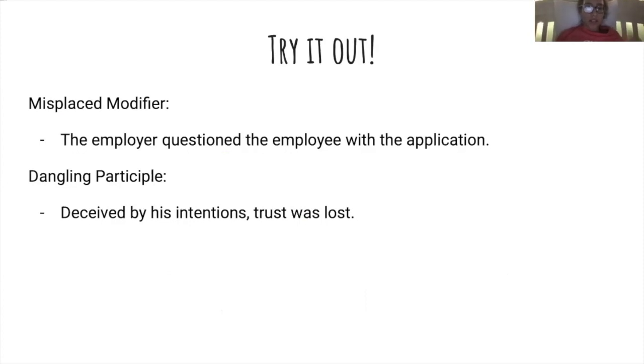And then at the end, I included some quick examples too that we can try out. For the misplaced modifier, I said the employer questioned the employee with the application. And then another one that needs to be fixed too. They both need to be fixed. For the dangling participle is, deceived by his intentions, trust was lost. So our job now is to find what's wrong with these sentences and we can fix them.